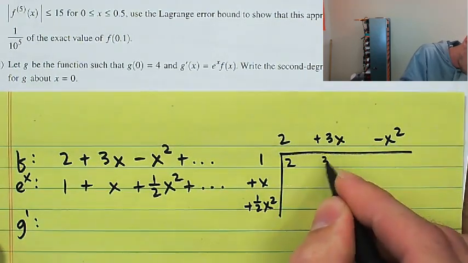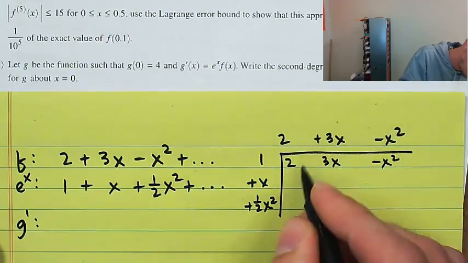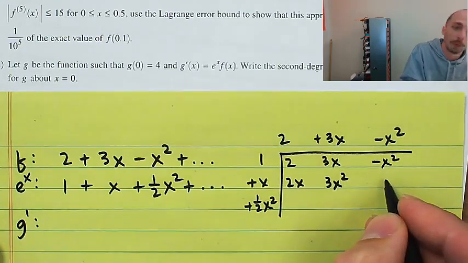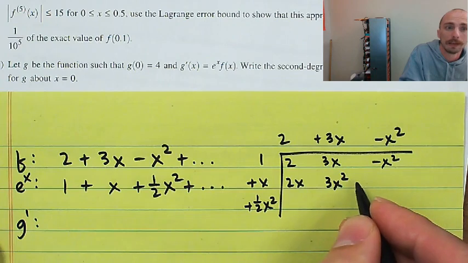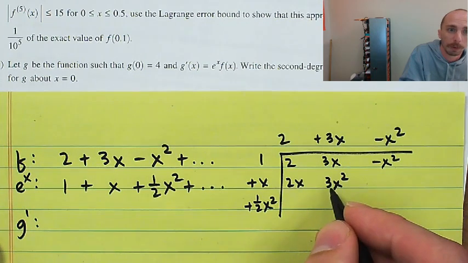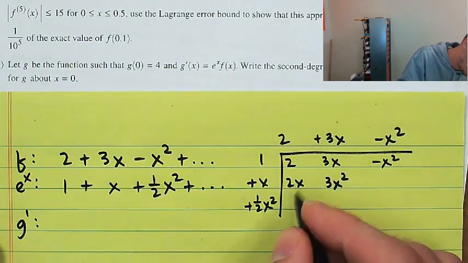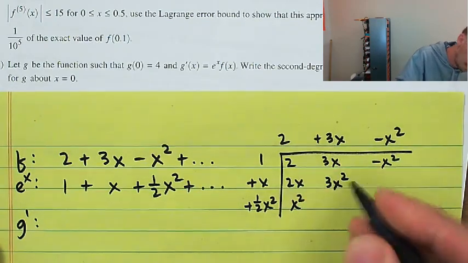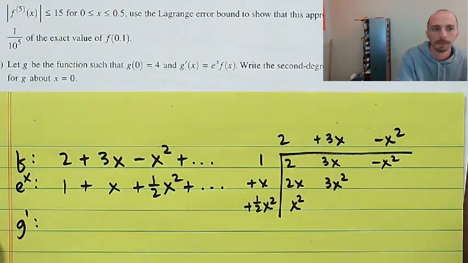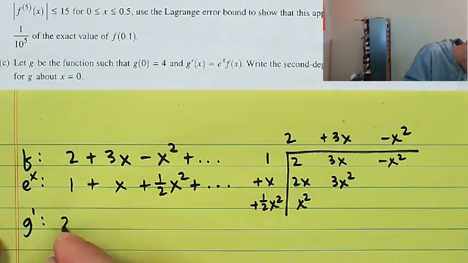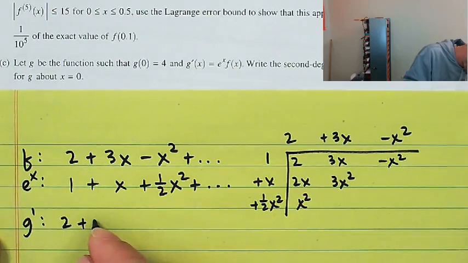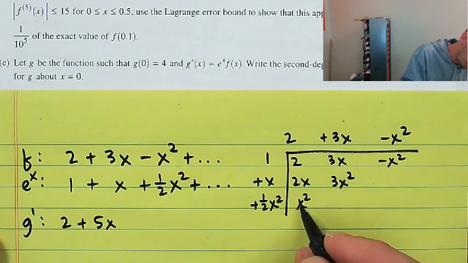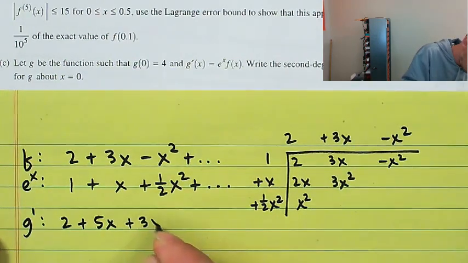Okay, so 1 times 2 is 2, 1 times 3x is 3x, and 1 times negative x squared is negative x squared. 2x here, 3x squared, negative x to the third. Well, that's going to be outside of the bounds of what I need for a second degree Taylor polynomial for g, right? This is g prime, that'd be third degree, so it's too much degree. And 2 times 1/2 would be 1x squared, and then these are like who cares terms because the degree is too high. So g prime, I'm just going to collect all of these. 2 plus 5x. And then 3 plus 1 is 4, minus 1 is 3x squared. But I really don't even think I need that, right?